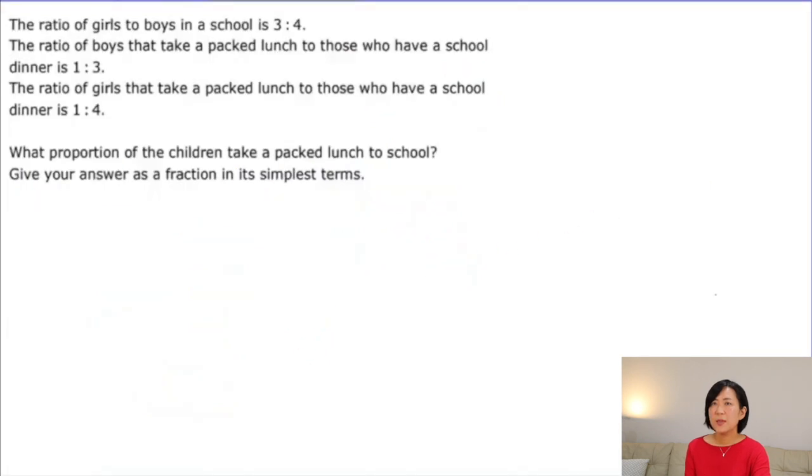Next question. The ratio of girls to boys in a school is 3 to 4. The ratio of boys that take a packed lunch to those who have a school dinner is 1 to 3. The ratio of girls that take a packed lunch to those who have a school dinner is 1 to 4. What proportion of the children take a packed lunch to school? Give your answer as a fraction in its simplest term.